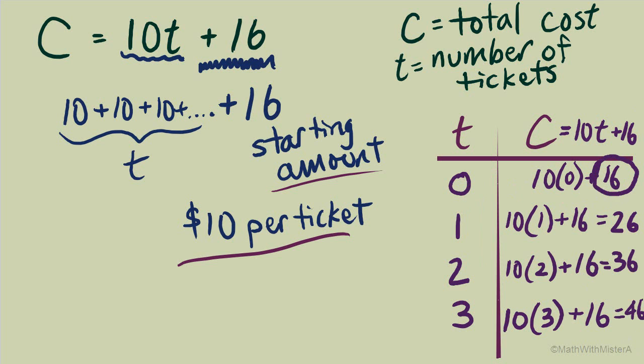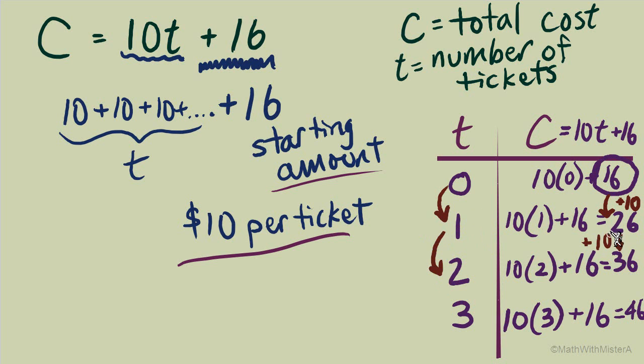And the way that we find the rate of change in a table is to look at the change in our calculated values. 16 to 26 is an increase of 10, and that happened when we bought the first ticket. Buying the second ticket, we see another increase of $10. So there's the constant rate of change, $10 per ticket.